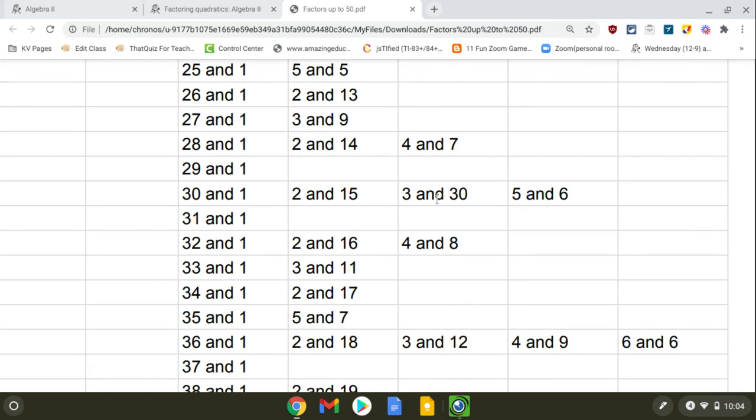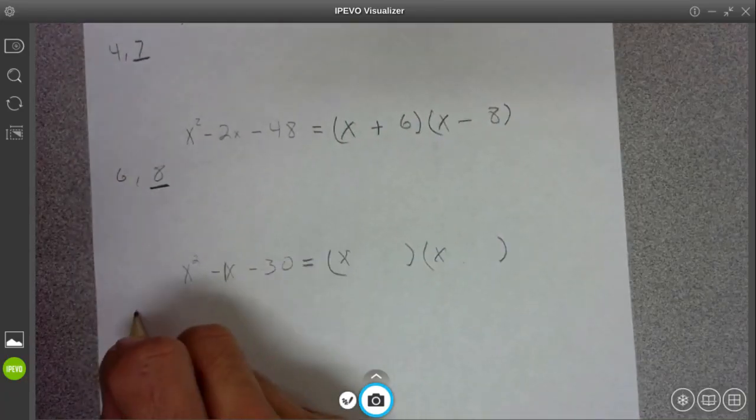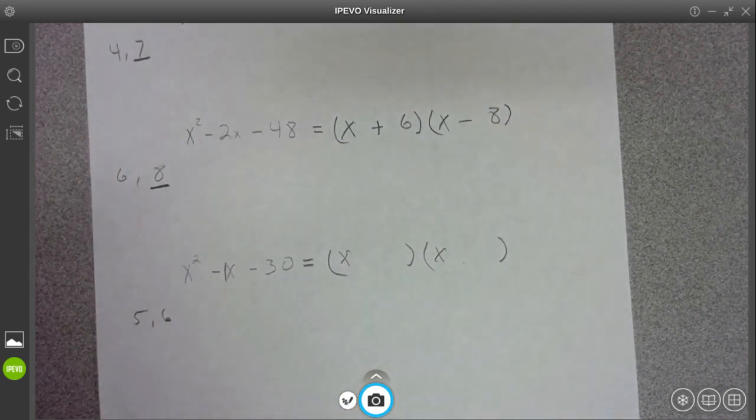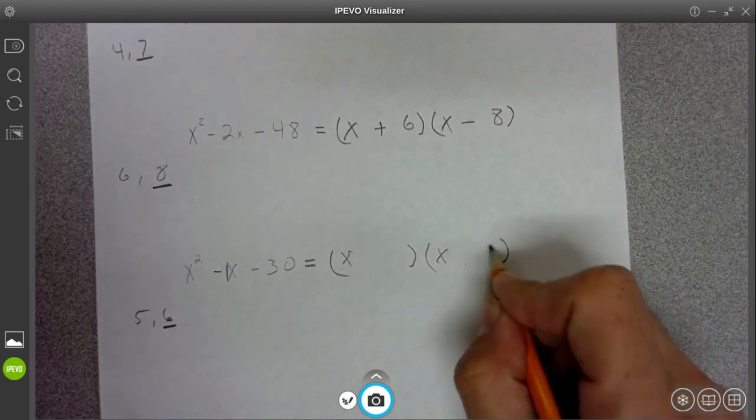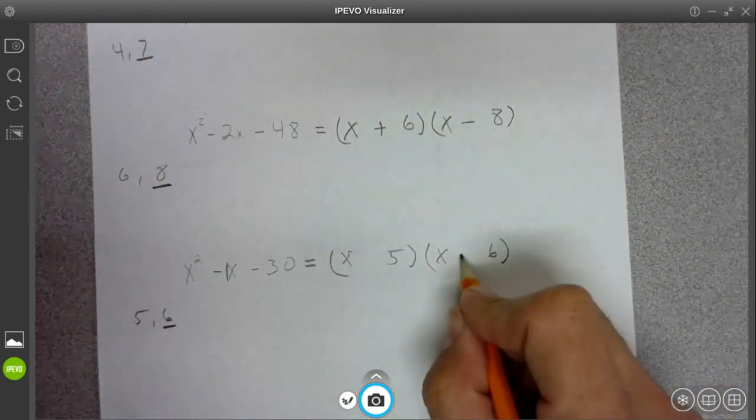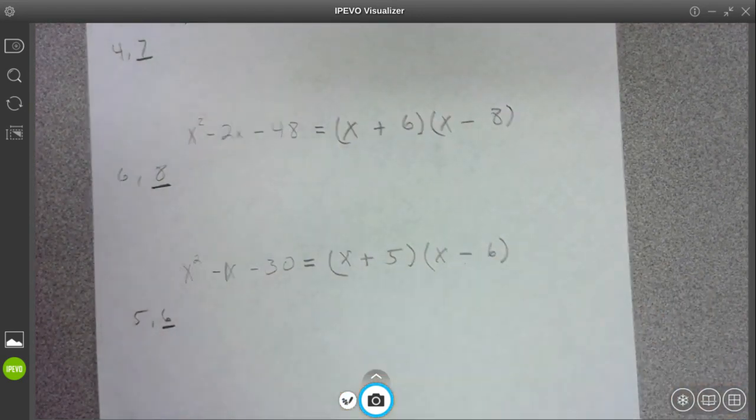Wait, I think it's supposed to be a 10 right there. Yeah, it's supposed to be a 3 and a 10. Maybe I'll correct that before I put it out. 5 and 6, they subtract to give you 1. So those are our numbers, but the bigger number needs to be negative. So the 6 needs to be negative and the 5 positive.